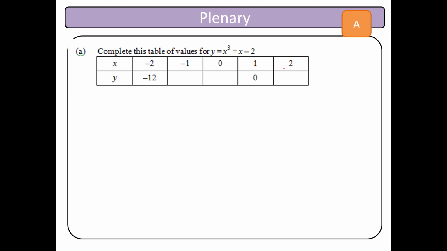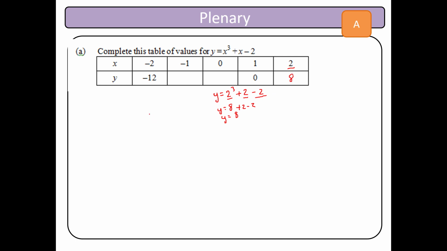I would always start with the positive value of x here. So you're substituting. So the first term is x cubed, so that means you've got to do 2 cubed plus 2 minus 2, and that's why in the tables before I just split it each term together. So that 2 cubed is 8, then plus the 2 minus 2, so y equals 8 for 2.